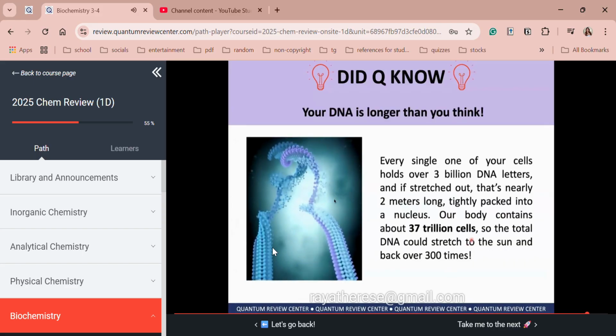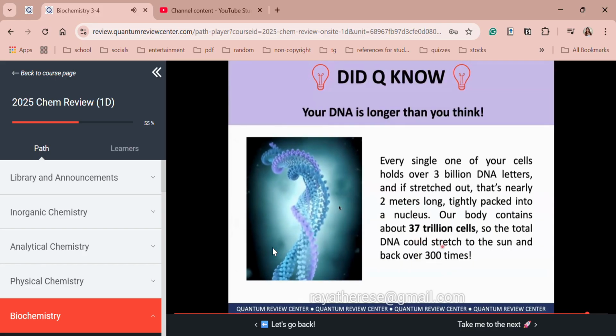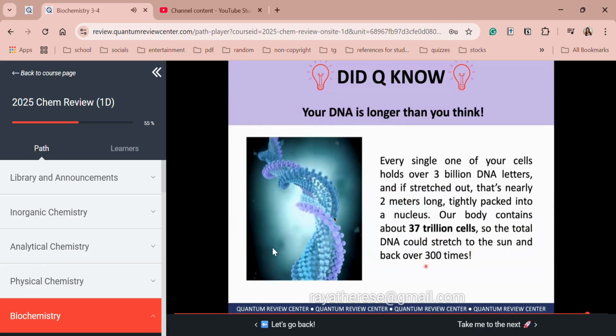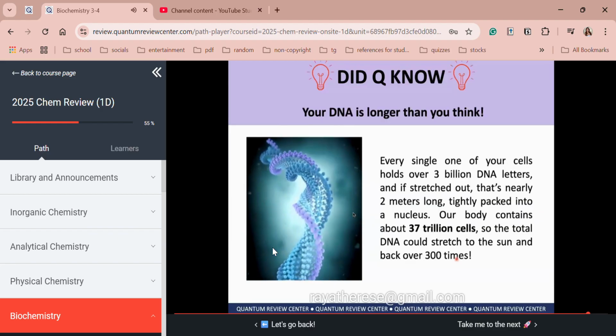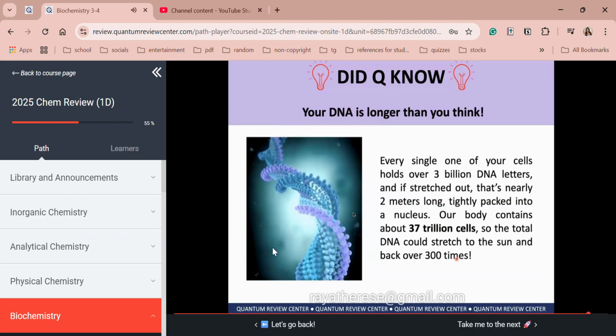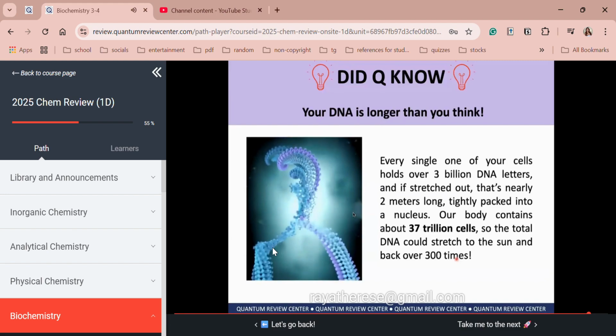Okay, so our body contains about 37 trillion cells. So the total DNA could stretch to the sun and back over 300 times. So of course, our DNA is packed very efficiently inside the nucleus. Okay, so the tight packaging is very important to maintain the stability of our DNA. Again, because it's our genetic information storage.